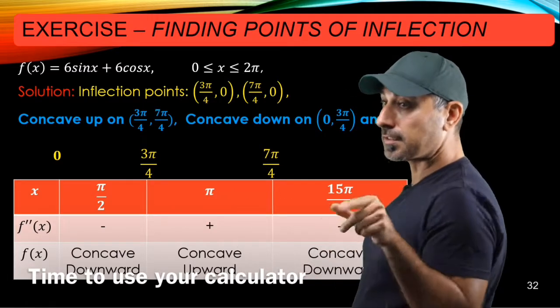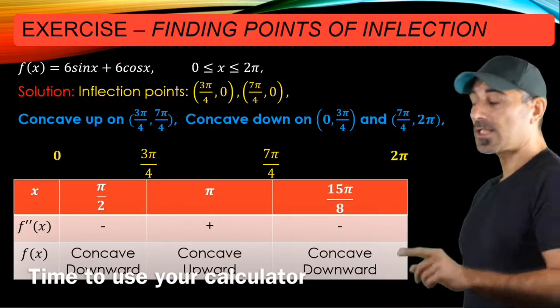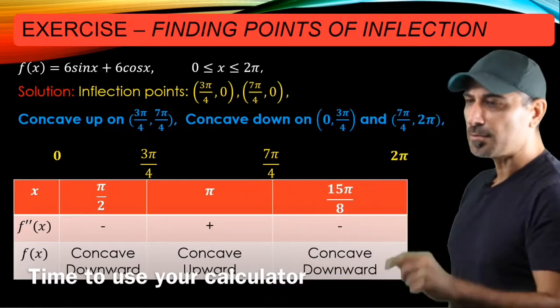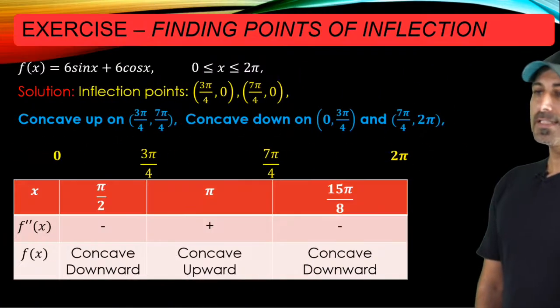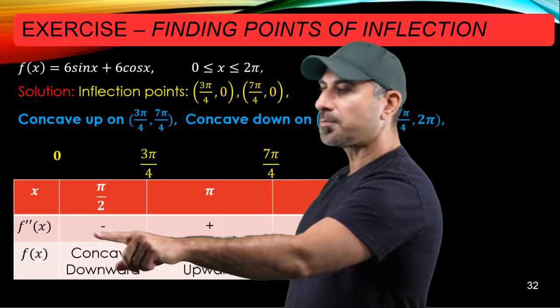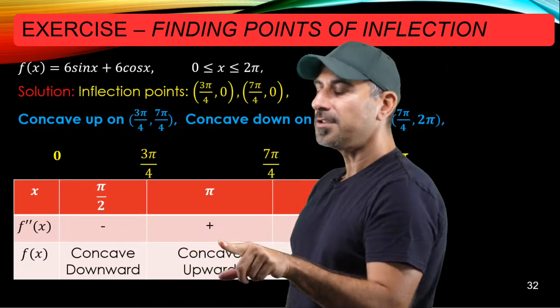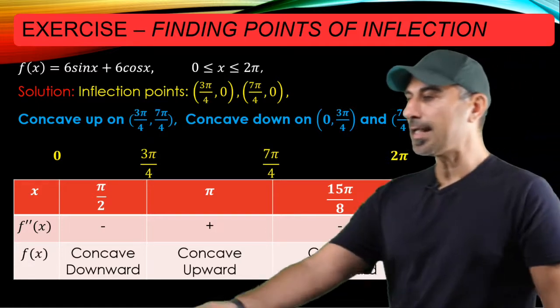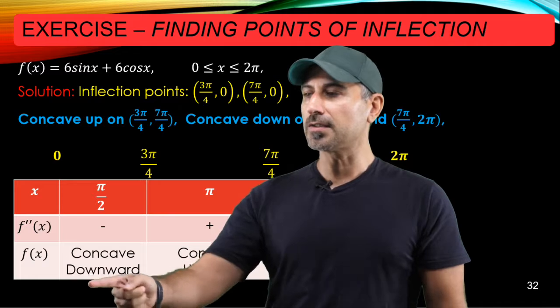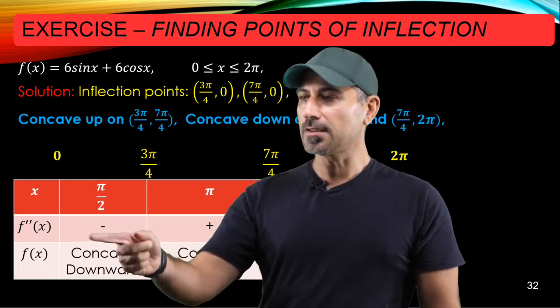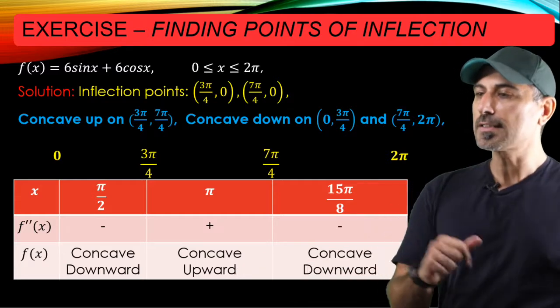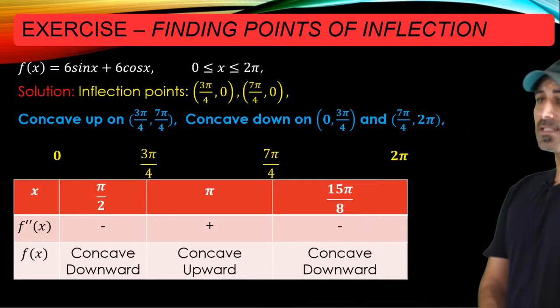That's a good exercise for you now, that you can check f double prime at pi over 2, pi, and 15 pi over 8 by using your TI-84. Convince yourself that f double prime is negative here, positive here, and negative here. Applying the concavity test, we conclude that f, the function itself, is concave downward in this subinterval, concave upward on this subinterval, and concave downward in the last subinterval.